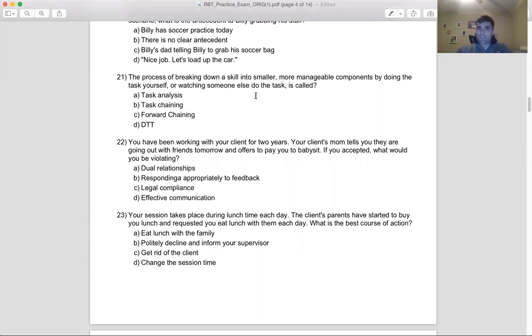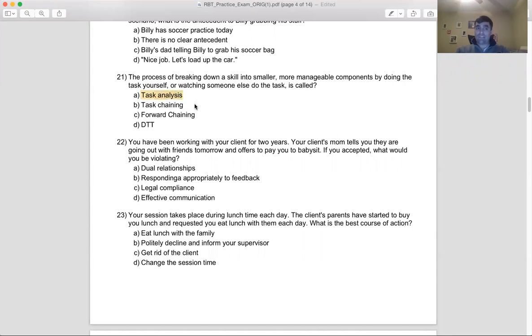Number 21, the process of breaking down a skill into smaller, more manageable components by doing the task yourself or watching someone else do the task is called what? There's really only two answers you should be thinking of here, even though there's only one right answer. You should only be thinking of task chain or task analysis, okay? Anytime we're breaking something down into smaller, more manageable components, we're either doing a task chain or we're doing a task analysis. So what is the actual process of breaking the skill down?